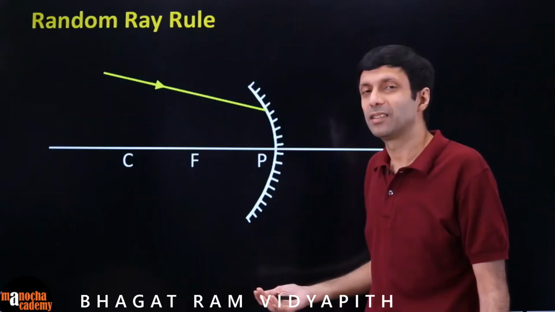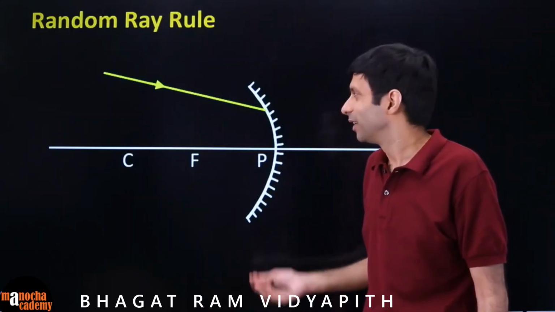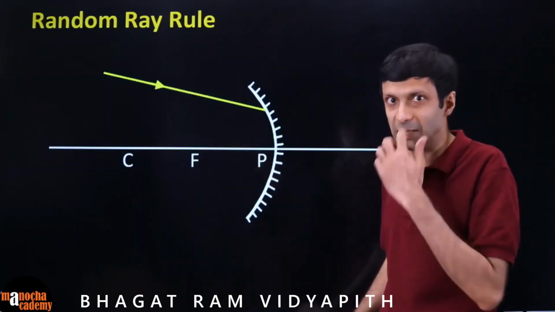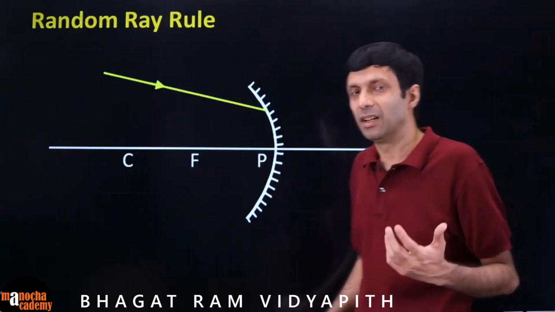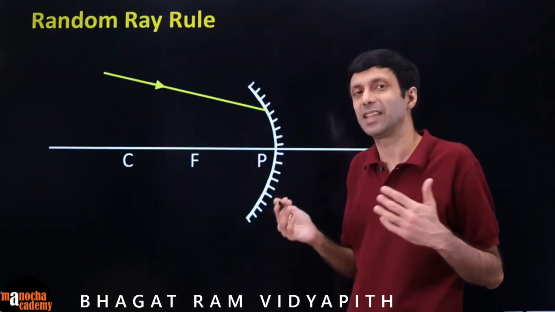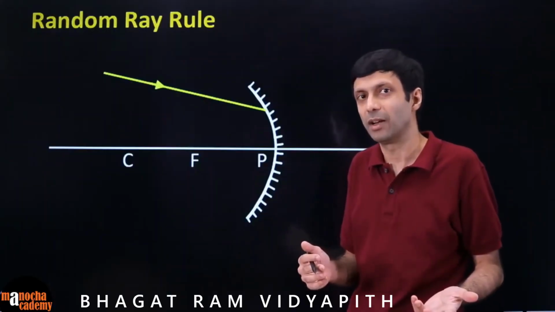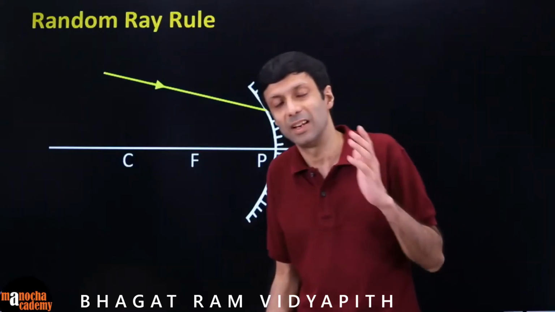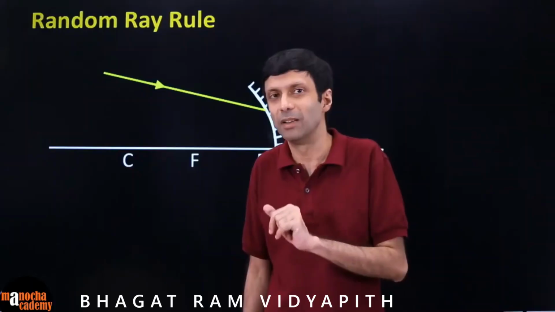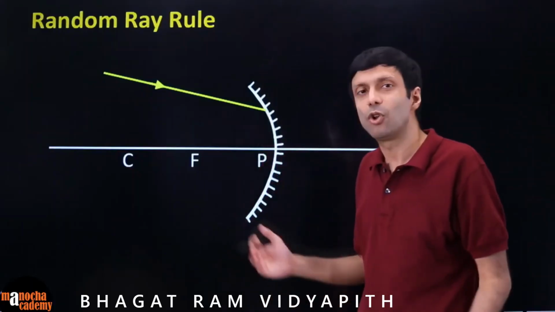How do you draw where this ray will go? The interesting thing is that since this is a curved mirror, it follows the laws of reflection. So we really have to measure the angle of incidence and then draw the reflected ray according to that. But how do we measure the angle of incidence? Remember, the angle of incidence is always measured with respect to the normal. So the question is, where is the normal here?